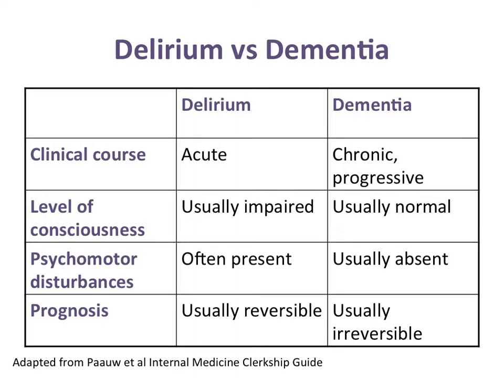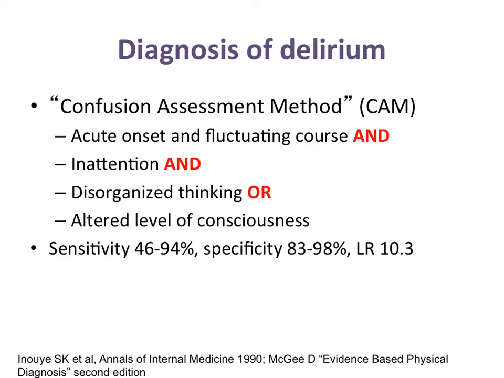Delirium is acute, and the level of consciousness is usually impaired. Psychomotor disturbances are often present. Delirium is usually reversible, although sometimes it takes months to fully recover. In contrast, dementia is a chronic and progressive illness. Patients usually have a normal level of consciousness until very late in the disease. Psychomotor disturbances are less common. Dementia is usually irreversible.